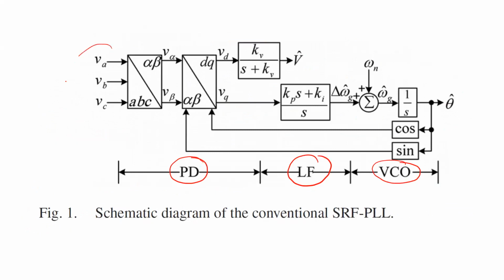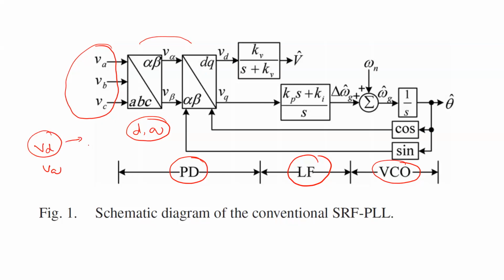The first thing is that the voltages are converted into the DQ reference frame by using alpha beta to DQ. In this VD and VQ, one component has the information of voltage magnitude, while in the case of VQ you have information on the phase angle. So we will process this VQ.